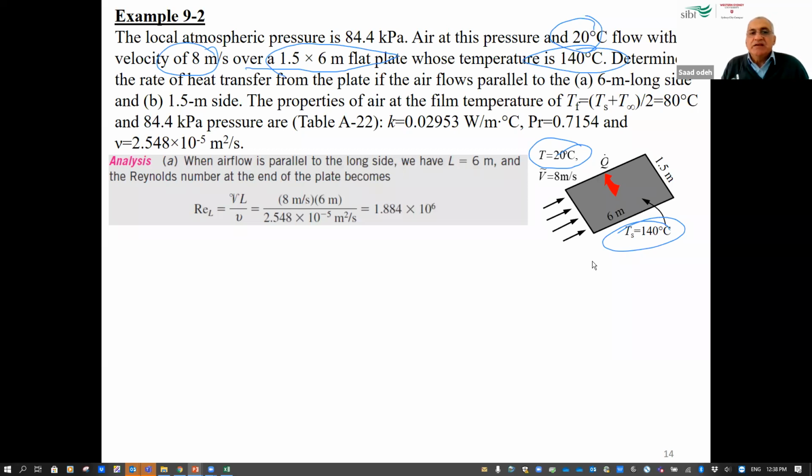Now, as you can see, we haven't been given the properties in this example. So we are referring to table A22. If you go to views, lecture materials, and go to table A22, you will find the table for air.